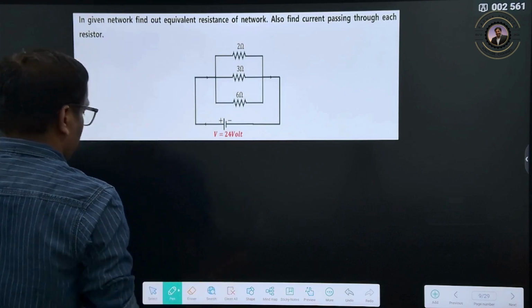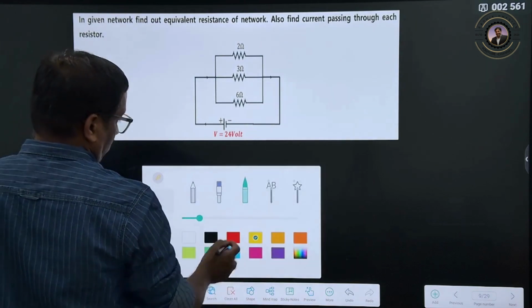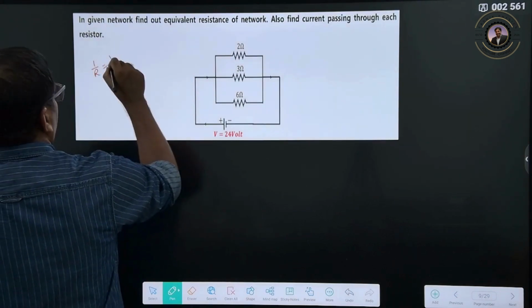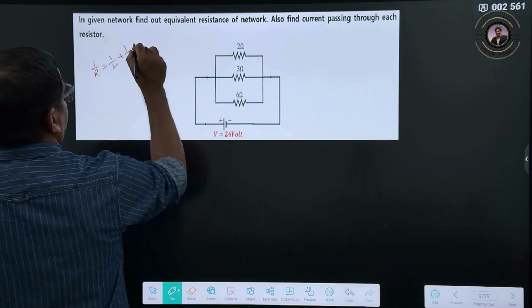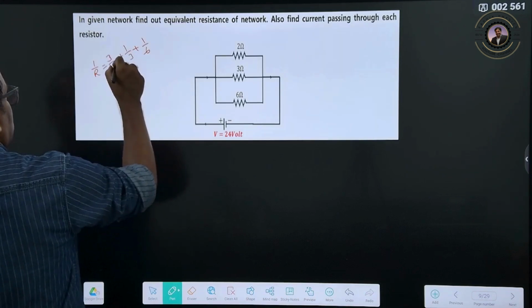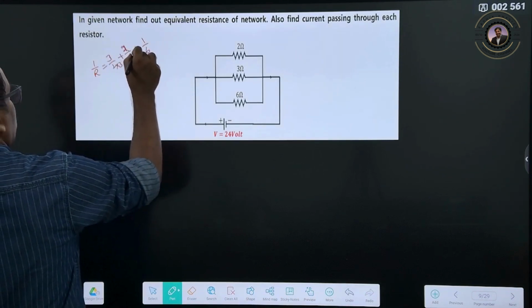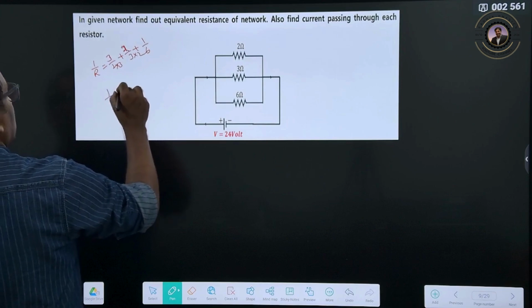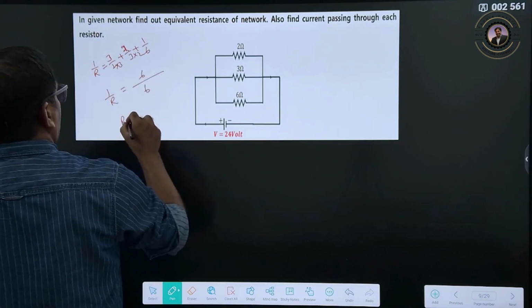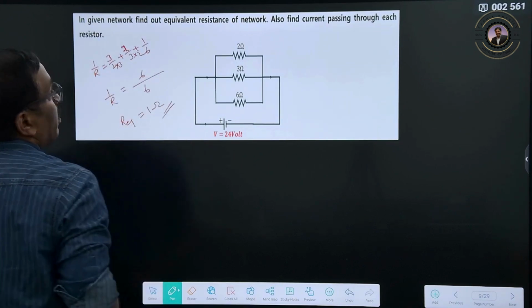Now for the equivalent, 1 by R is equal to 1 by 2 plus 1 by 3 plus 1 by 6. So I can make it over 6: multiply the 3 term by 2 and the 2 term by 3. So 1 by R is nothing but 6 by 6, therefore R equivalent will become 1 ohm.